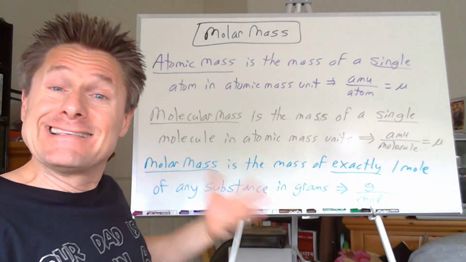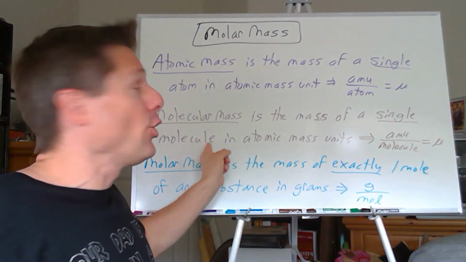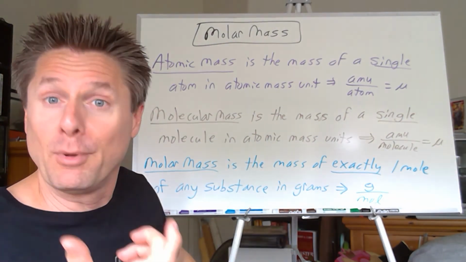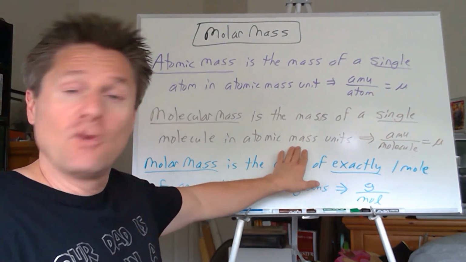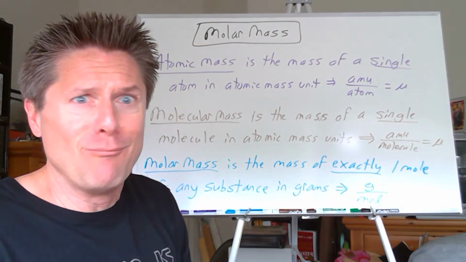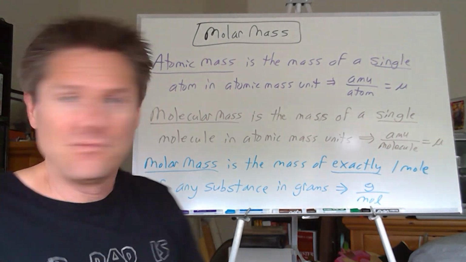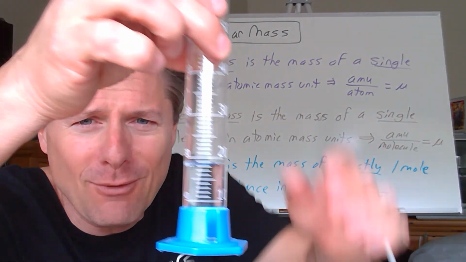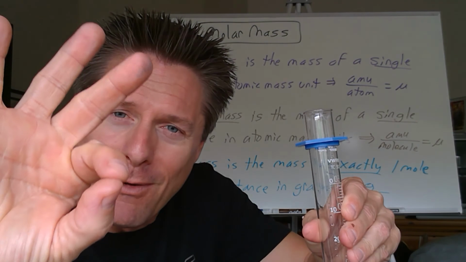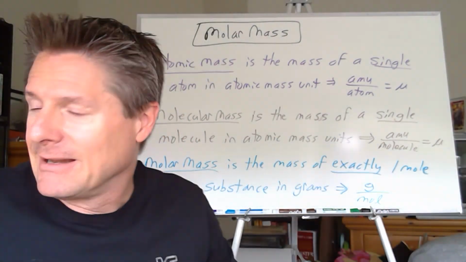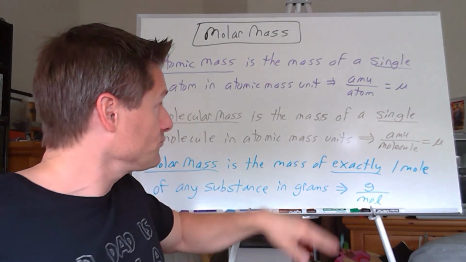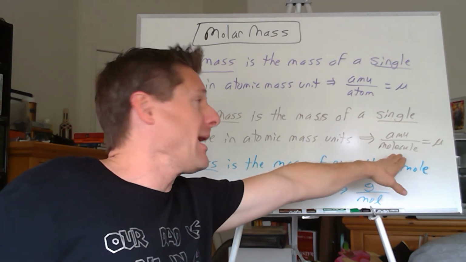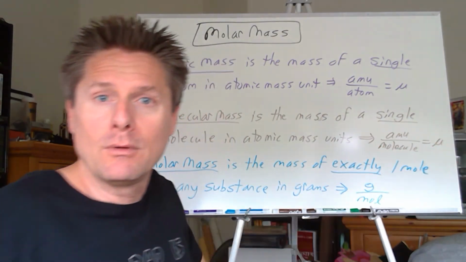Molecular mass is exactly the same idea, but it's the mass of a single molecule, which is multiple atoms combined together. Also in atomic mass units, because one molecule of water is going to be pretty darn light, right? Good luck getting one molecule of water out of that. Boy, look, I got one molecule of water. Not going to happen. It's going to be really light. But that would be units of atomic mass units per molecule, or that mu symbol, or Daltons you'll see as well.